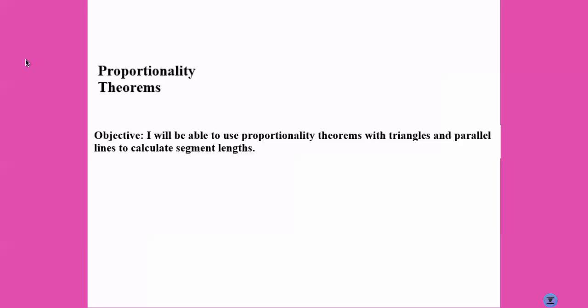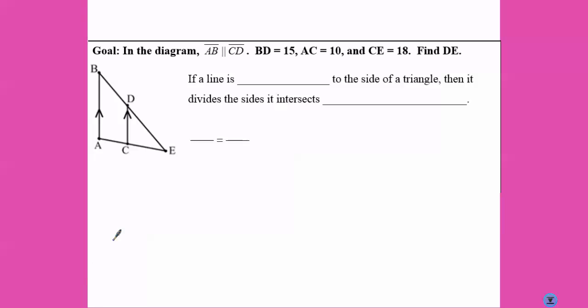Today we're going to be talking about proportionality theorems, and our objective is that we will be able to use proportionality theorems with triangles and parallel lines to calculate segment lengths. So in the diagram, AB is parallel to CD, BD equals 15, AC equals 10, and CE equals 18. Find DE, which I'm going to mark with an X.